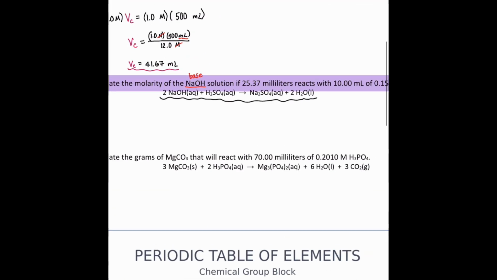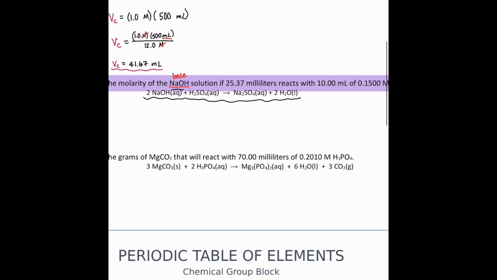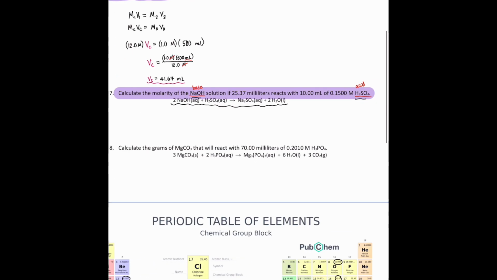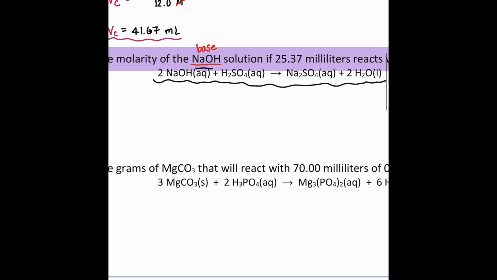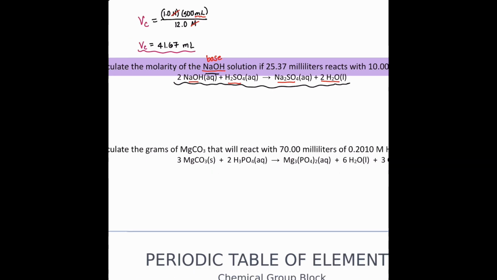What happens when a base and an acid react together is a neutralization reaction, a titration reaction, where this base is going to essentially cancel out, quote unquote, our acid to produce water with its salt. So, let's read this one more time.